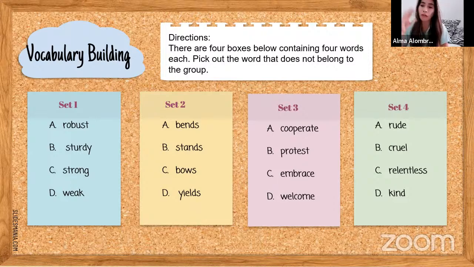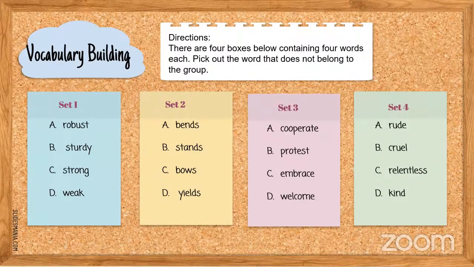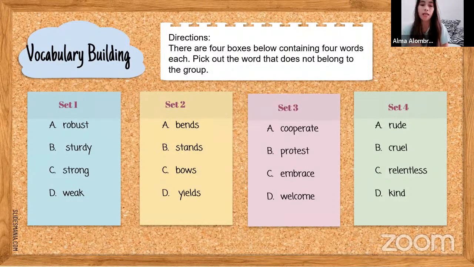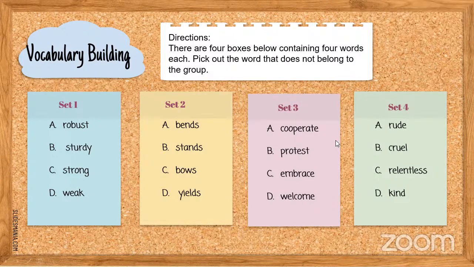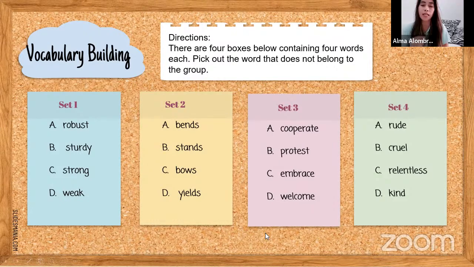Meaning to say, the 3 words are synonyms. When you say synonyms, they have the same meaning. And the one that does not belong to the group is the opposite word. What do we call a word that is opposite in meaning, if you remember? Yes, Carla? Antonyms. Yes, very good. It's an antonym. So this is more on exercises of antonyms and synonyms.